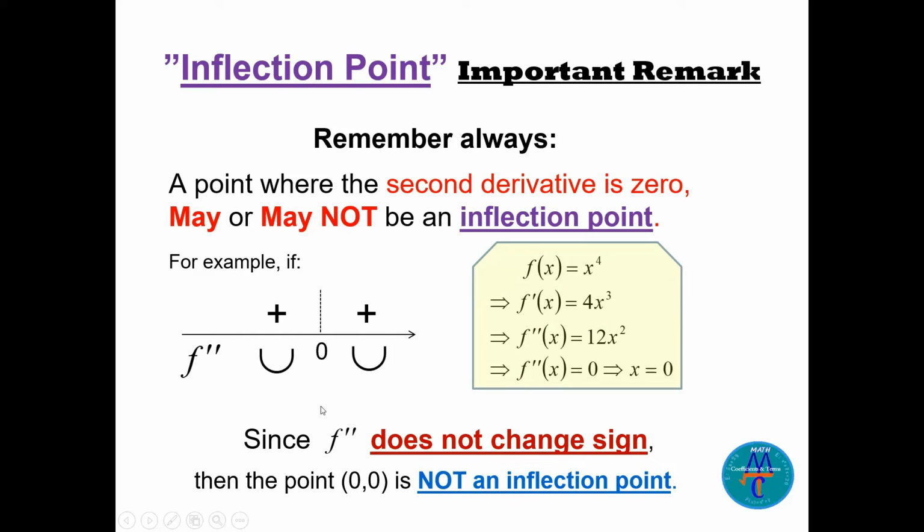It should be an inflection if f double prime changes sign. So on one side we have concave up, on the other side concave down, then there is an inflection point. So this is not an inflection point, just a point on the graph.